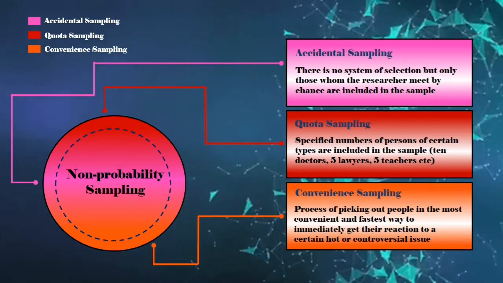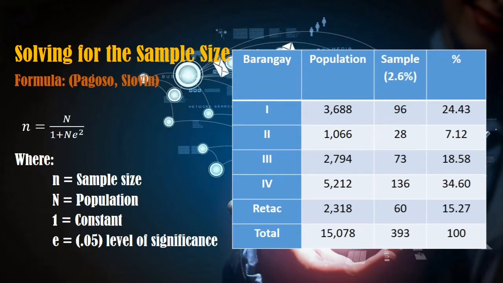Now, let's try to solve the sample size of a given population using the formula of Pagoso and that of Slovin. As you can see on the slide, the formula is small n, or the sample size, equals capital N, or your population, divided by 1 as constant, plus the population times the level of significance squared.